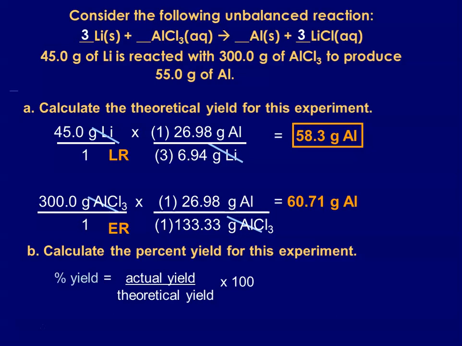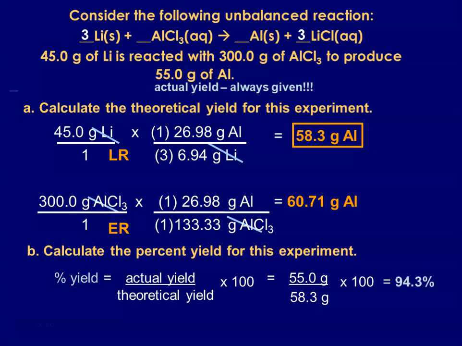Again, they both have to be of the same substance, which is why we found the theoretical yield for aluminum, because we had the actual yield for aluminum given to us in the problem. If you were doing this in the lab, you would get your actual yield from your data. So I can take the 55 grams of aluminum and divide it by the theoretical yield of 58.3 grams and multiply it by 100. And when I do that, I get my percent yield, which in this experiment happened to be 94.3%.